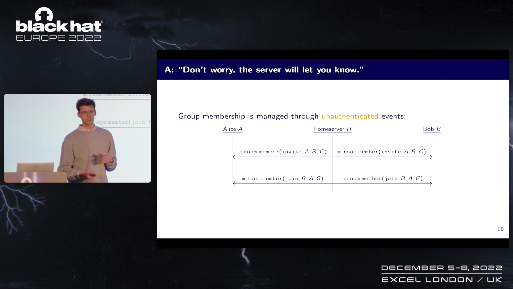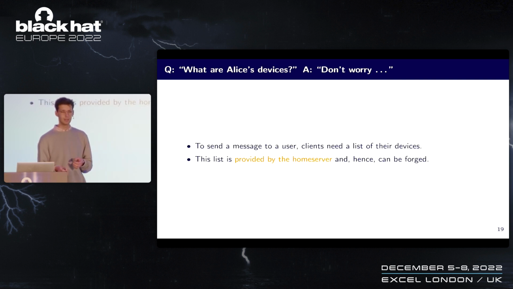So a home server, if it's malicious, can just fake this message exchange and sneak in a user that's maybe under its control to eavesdrop on the messages. So you don't really need to do any kind of cryptographic breaks here, but it's just too much trust is given to the home server.